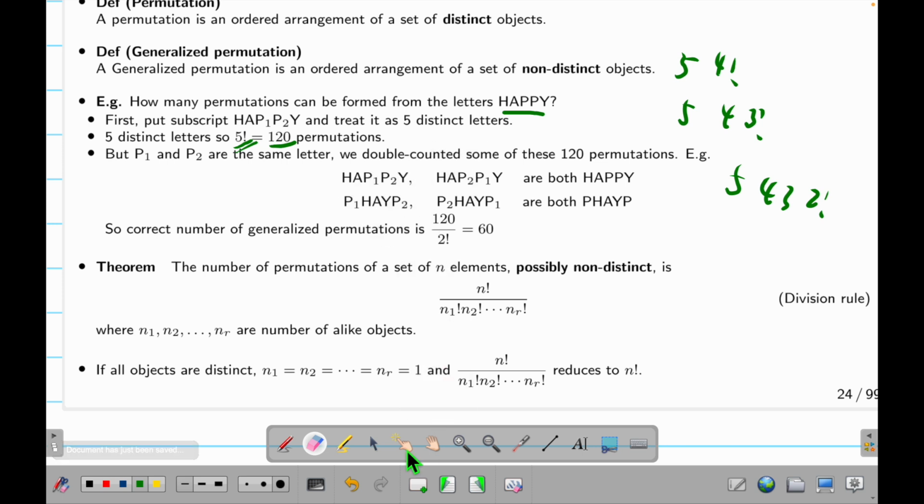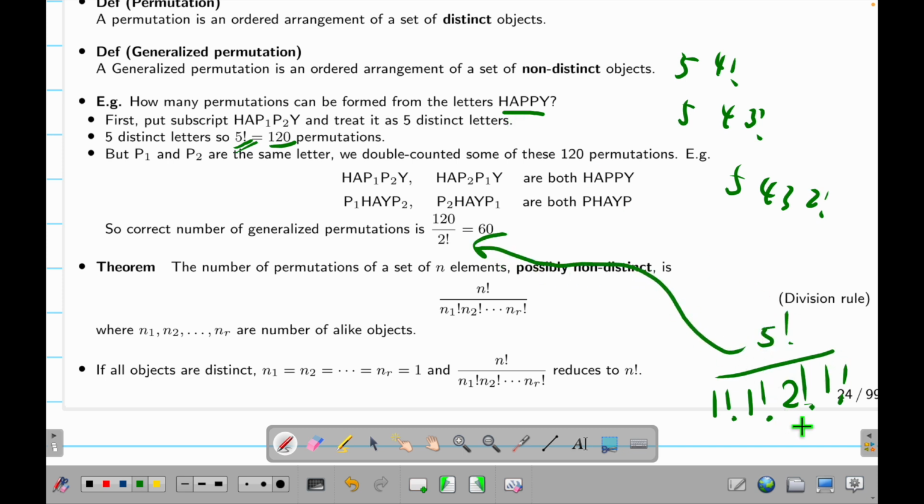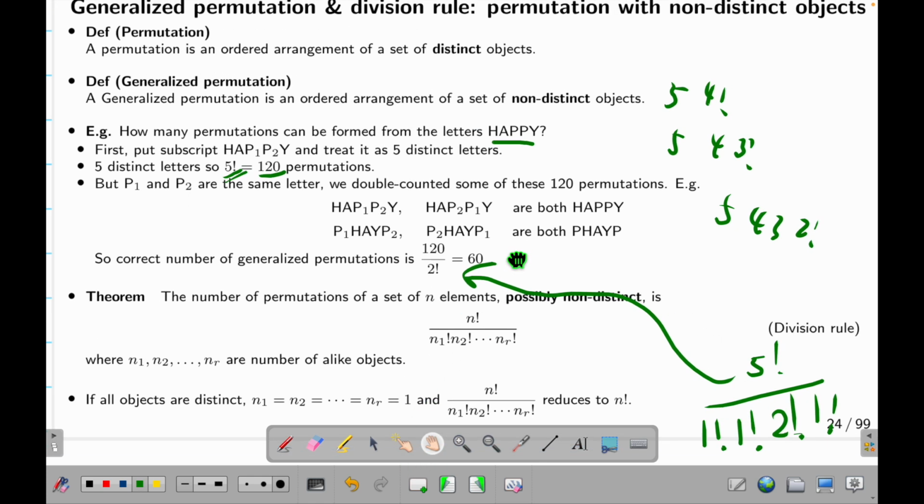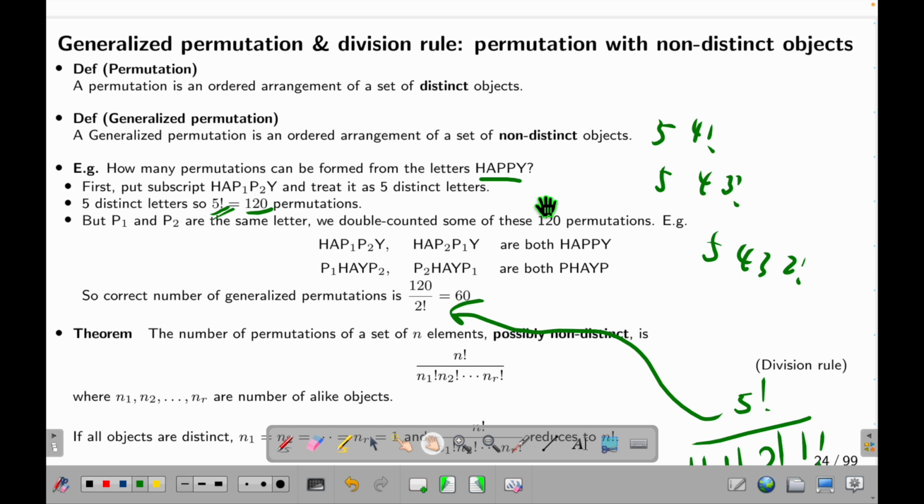Even more general, you can think of it like this. How many H there? 1. So you have a number of H here. How many A here? 1. How many P there? 2. How many Y there? 1. If I treat this 5 things as distinct objects, how many things here? 5. Which is this thing, because 1 factorial is 1. So therefore, if you allow repetition, how do you think about this thing? You think of it as permutation, by first adding additional labels. You treat them differently.